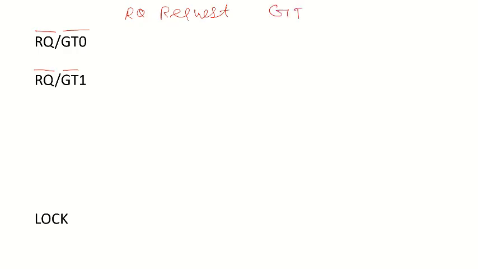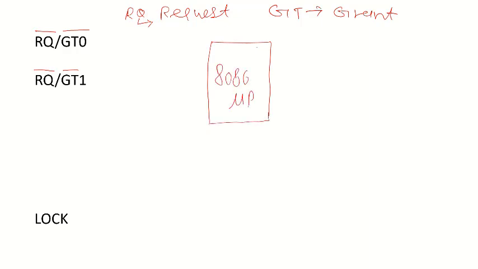And GT, RQ means request, GT means grant. Okay. So basically 8086 supports the multi-user configuration. Suppose this is the 8086 microprocessor, and suppose this is the bus controller, or say it is the bus master.